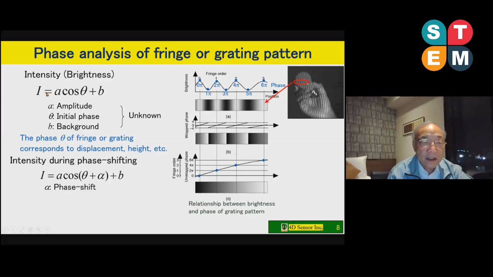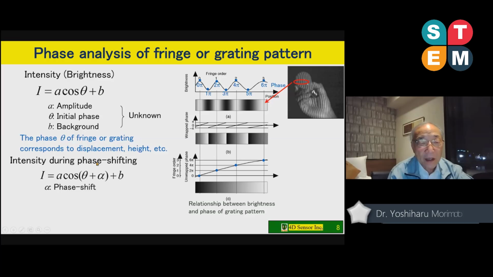So the intensity is given by this equation. A is the amplitude, theta is the phase, B is the background intensity. A, theta, B are unknown. So if we change the condition three or more times, we can detect these unknowns A, theta, B.